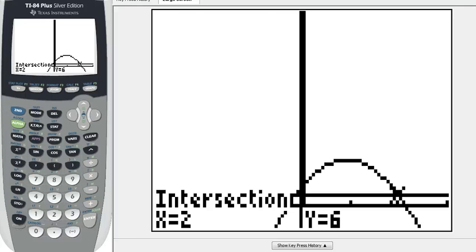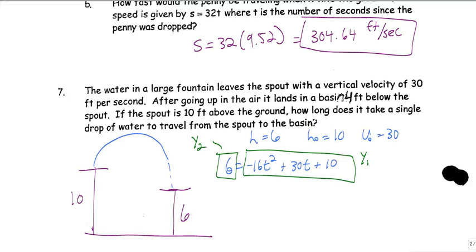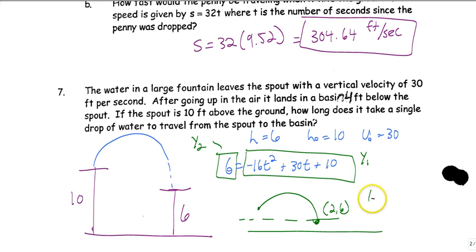So let's look back at our problem then. So on my graph, it wouldn't hit the ground actually, it would be at 6. So here's 6, here's 10. This point here is 2 comma 6. So t would equal 2 seconds. Okay?